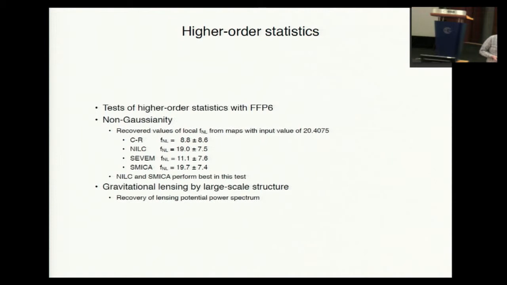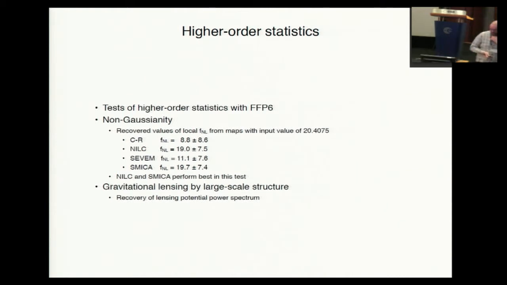In order to evaluate the methods, we've also made tests of the higher order statistics. In our simulations, we put in a known non-Gaussianity, an fNL local, which is 20.4075. The value I think was chosen at random, so we didn't actually know the precise value. You see how each of the methods recovered this fNL. We can see that the Needlet ILC and SMICA perform best in these tests. They get values which are almost identical to the inputs, with good uncertainties.